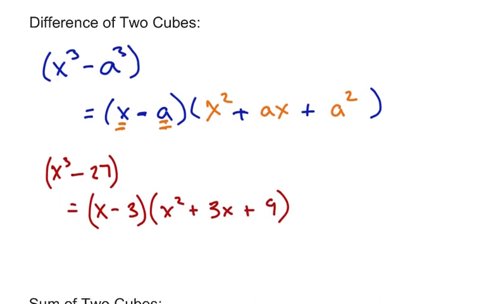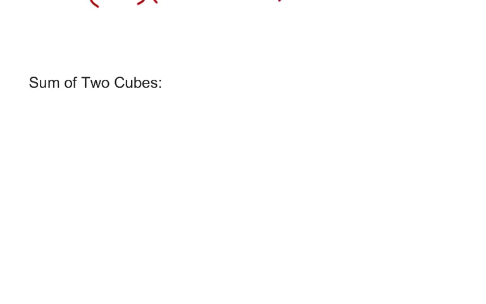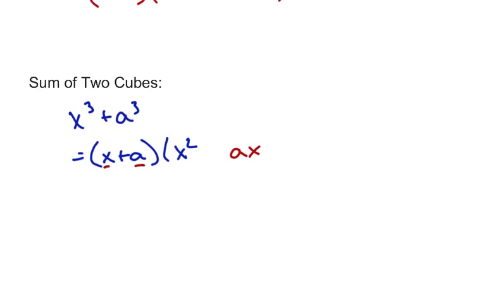The sum of two cubes is very similar. If we start with x cubed plus a cubed, we factor it into x plus a first. And then, just like before, square the first thing, and we do the product of both of them, and then we square the last thing. We only get one minus sign. It hasn't been used yet, so use it right away.